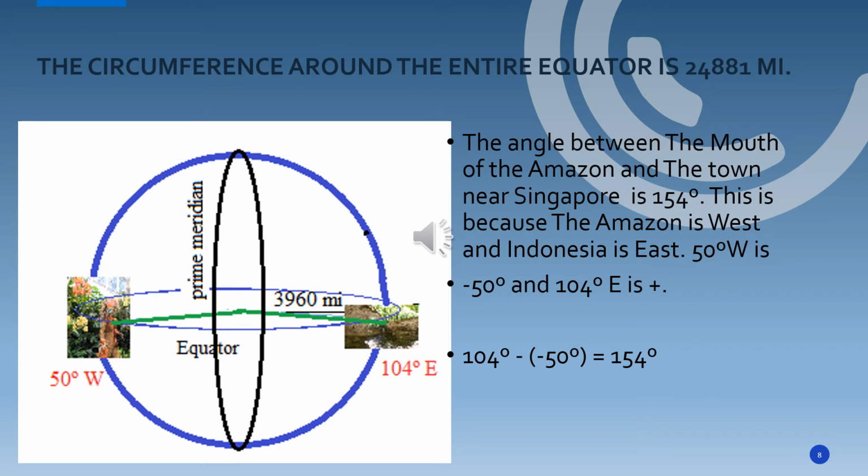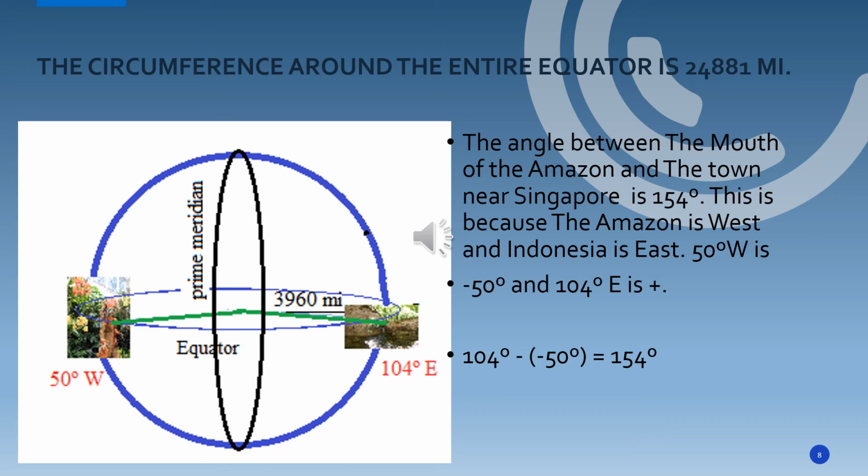So the angle between the mouth of the Amazon and a town just a little bit south of Singapore in Indonesia would be 154 degrees. That's because the mouth of the Amazon is at 50 degrees west, and western locations are denoted as negative. Eastern locations are denoted as positive. So if I find their difference and subtract 104 minus -50, I will actually take 104 and add 50 to get 154 degrees.